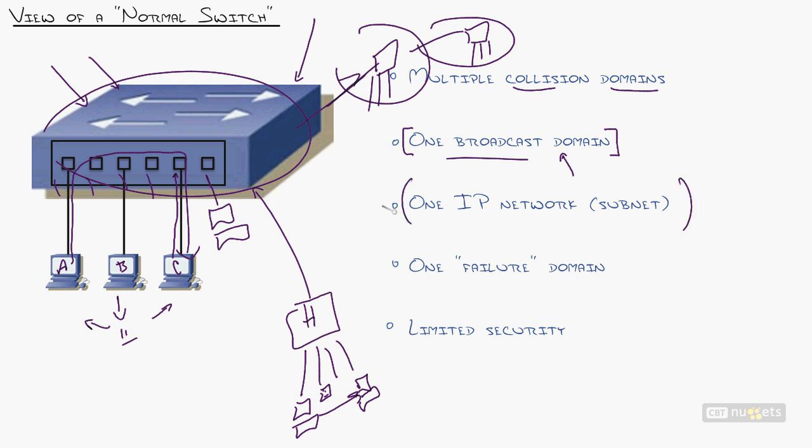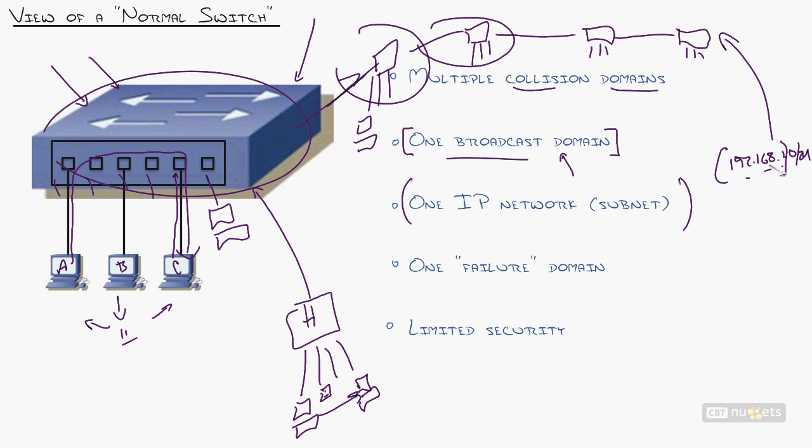A normal switch operates in a single subnet mode, meaning when I connect switches together, all these switches and devices attached will all be the same subnet. So we'll just say this is 192.168.1.0/24. All the devices plugged in will start with 192.168.1 because they're all part of the same network.